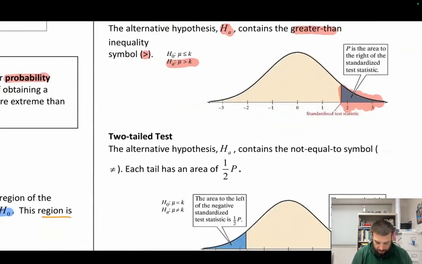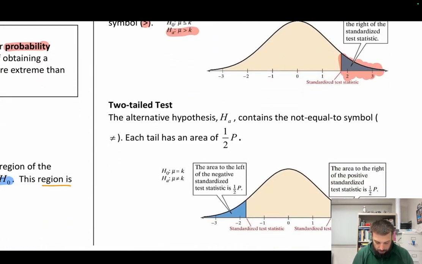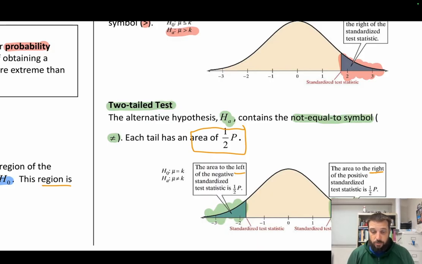And then last is a two-tailed test, where HA now is both sides, and it contains a not equal to symbol. And each tail, this is important, has an area of 1/2 of P. So it gets split into the left and right of that. Okay, so just understand conceptually what these are and visually what they are. And in the next part, we're going to dive into how we actually solve for these.